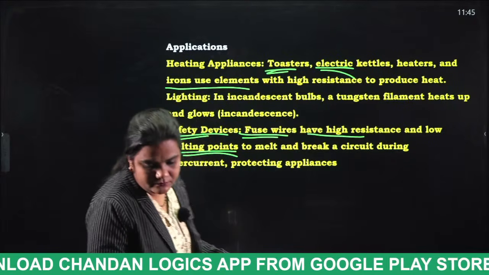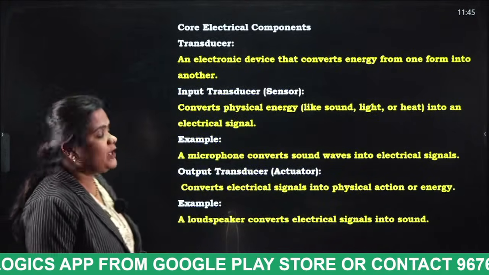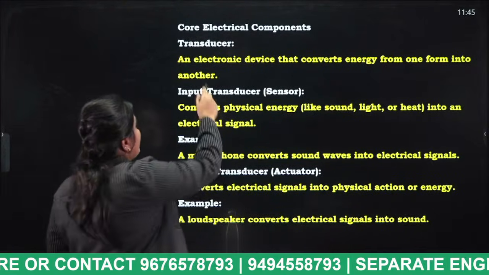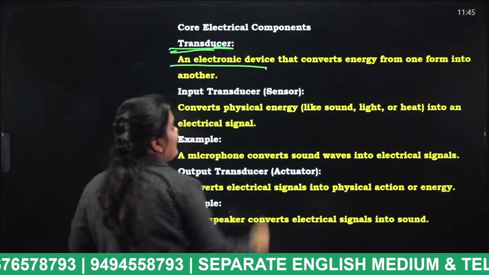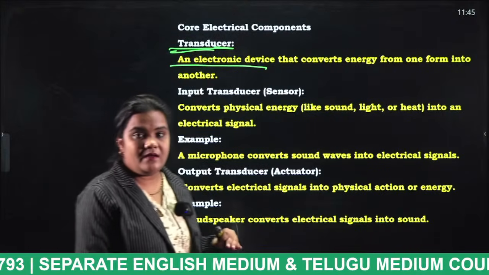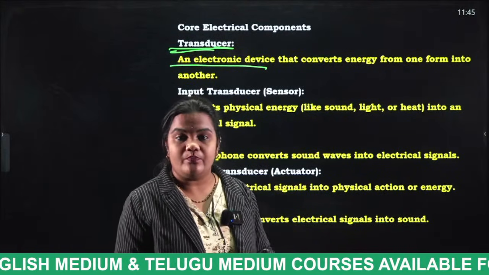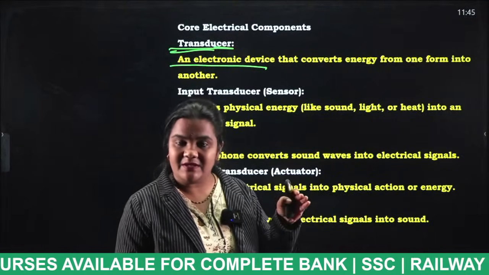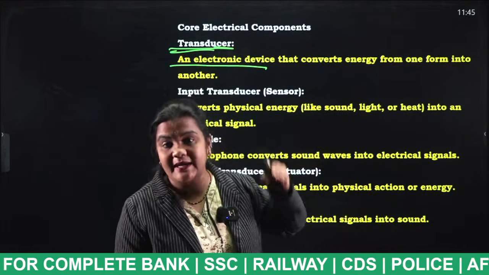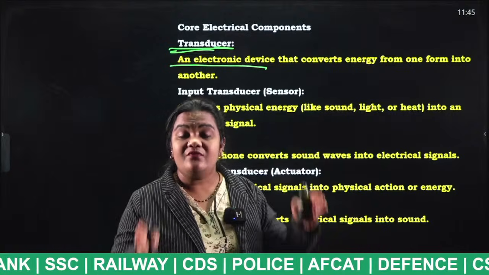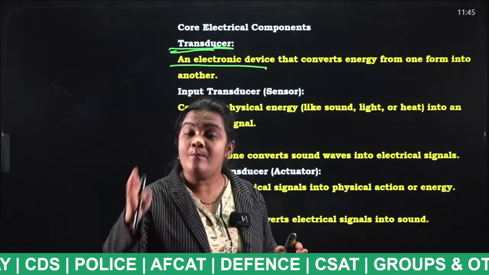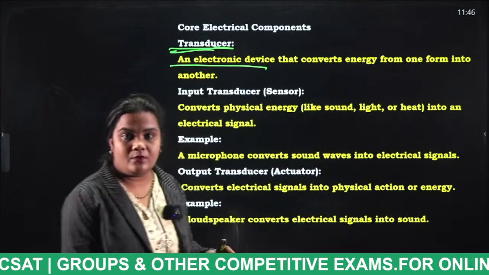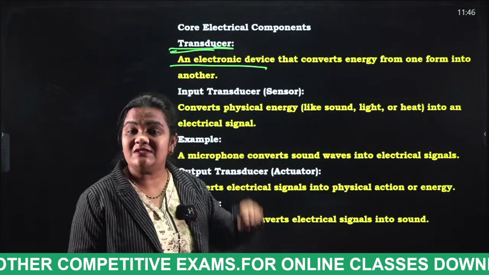Next, core electric components. Now we are going to discuss the core electric components. What are those? Transducer: an electric device that converts energy from one form into another. I just told you that in Joule's law of heating, electrical energy is converting into heat energy. For this conversion we require a component, and that component is called a transducer. What is the function of this transducer, students?